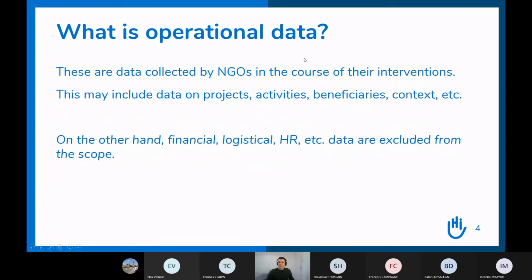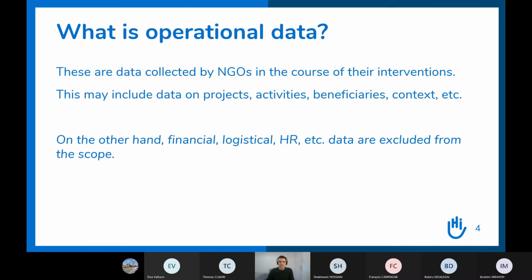And then something I want to tell you, because it's really going to be the framework of what we are going to do within the next 2 weeks. We are going to talk about operational data. So these are data that are collected by NGOs or other organizations in the course of their interventions. And these are data on projects, activities, beneficiaries, or context. So these are only data that are related to the operations.